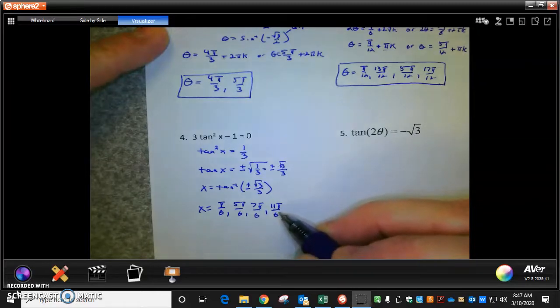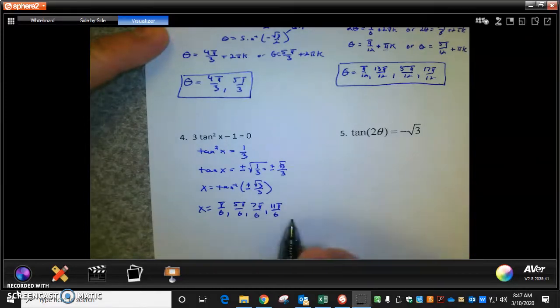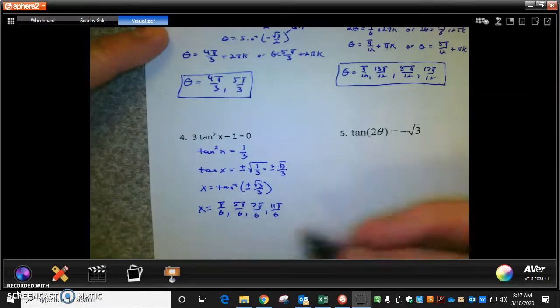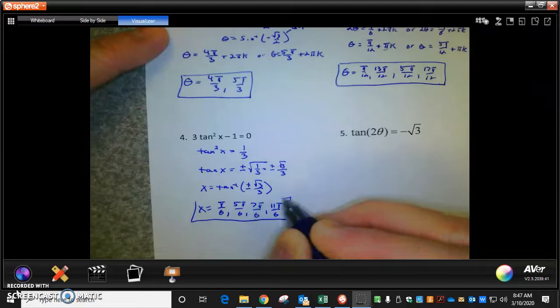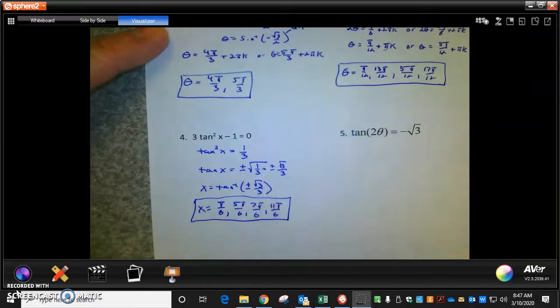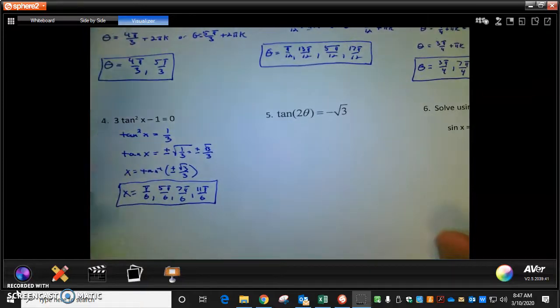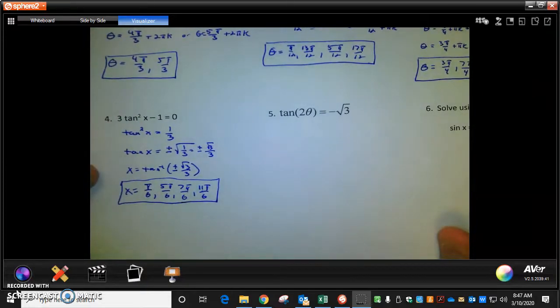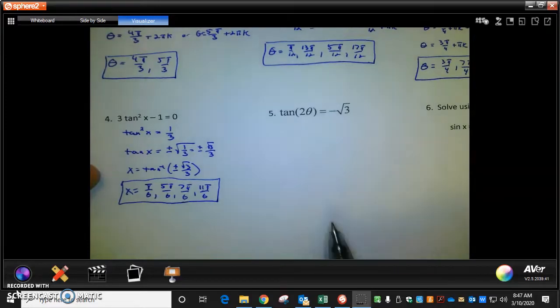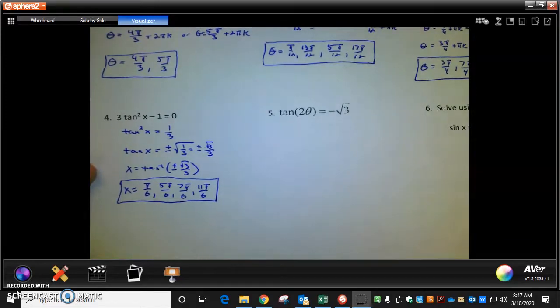So adding any multiples of pi to any of those solutions is just going to either give you one of these angles, or it's going to give you an angle that's too big. So that would be our solution. Okay? Now, number 5. Try number 5 on your own, and then after you've tried it, take a look at my solutions. So right now, hit pause, and then hit play when you get done.